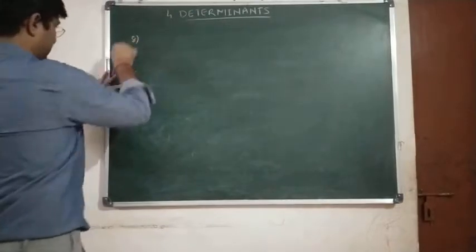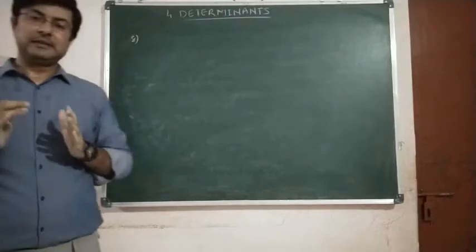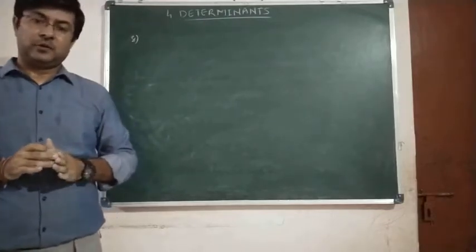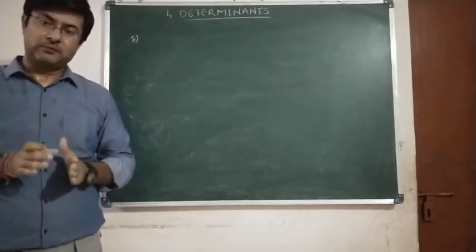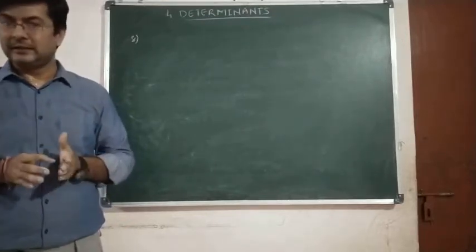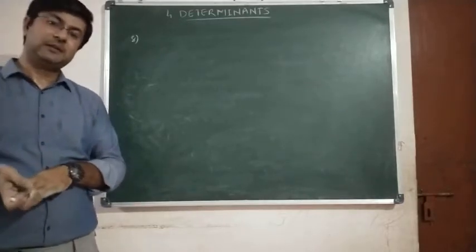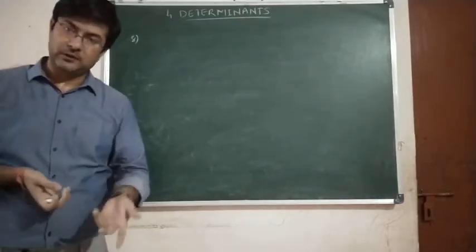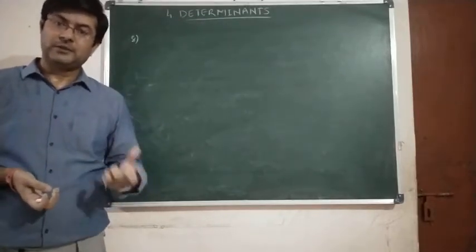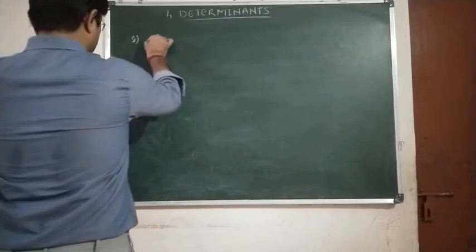Property number 8. Okay, what is property number 8? If each element of any one row or a column of a determinant is multiplied with some non-zero constant k, and then those elements are added to the corresponding elements of some other row or column, then the value of the determinant remains unchanged.